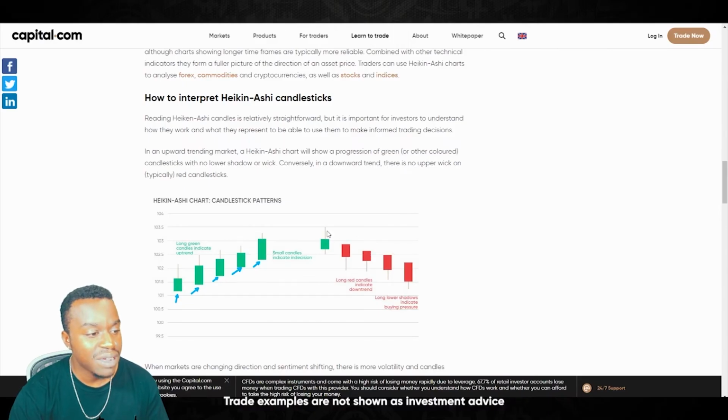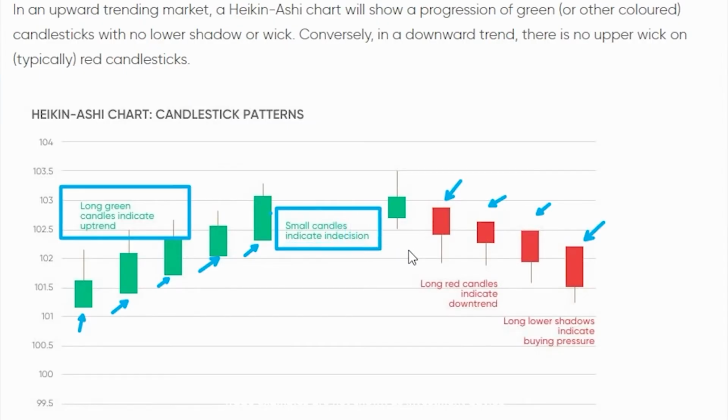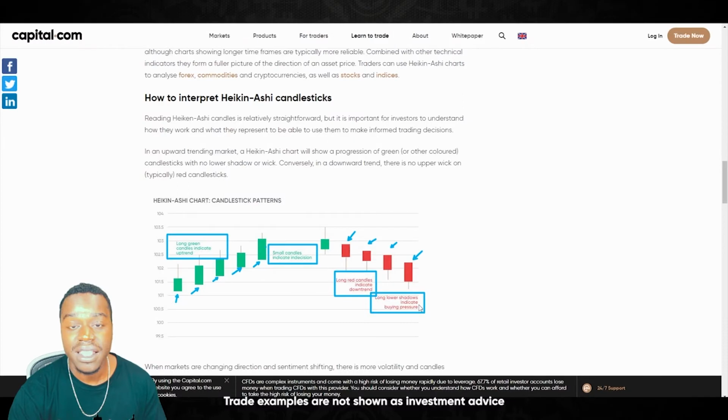And then the same thing in a downtrend, there will be no wick to the upside or shadow, and price will continue pushing downwards. So long green candlesticks indicate uptrend. Small candlesticks indicate price is in indecision. It is moving sideways. And long red candlesticks indicate downtrend. And long lower shadows indicate that there is some buy pressure coming in.